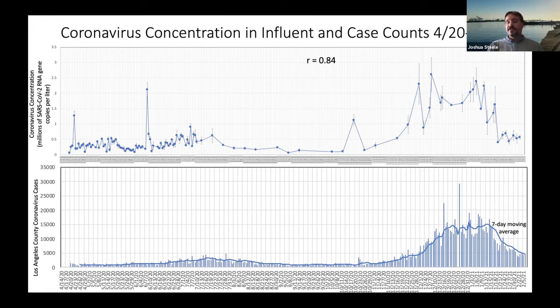And so it's been a really good way of monitoring the overall prevalence of the virus through the community. For what it's worth, I believe this one is 400 million gallons a day of sewage through this plant.